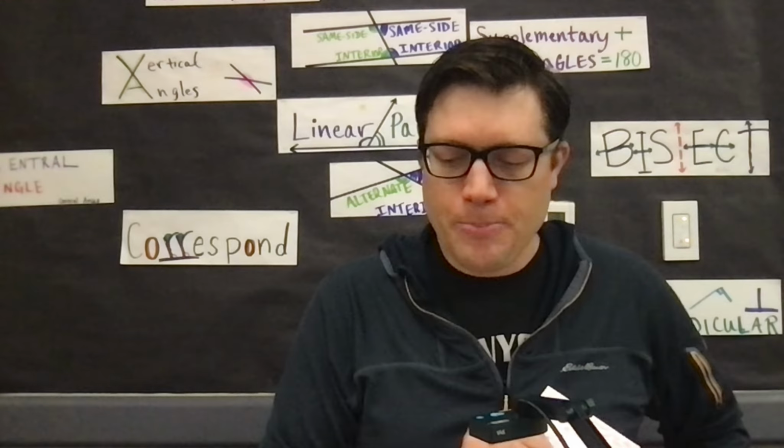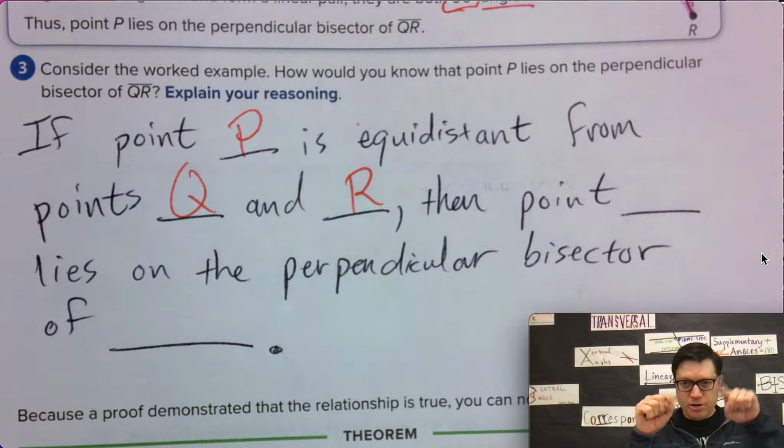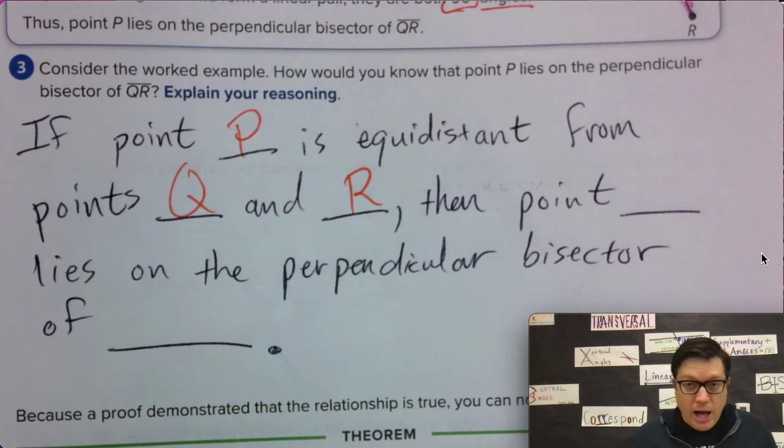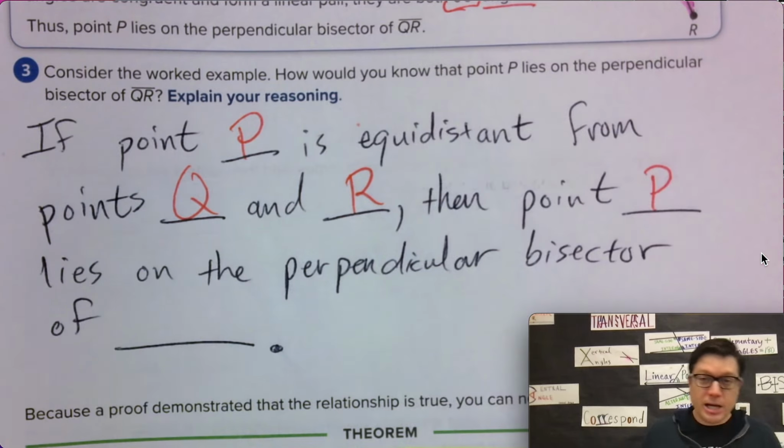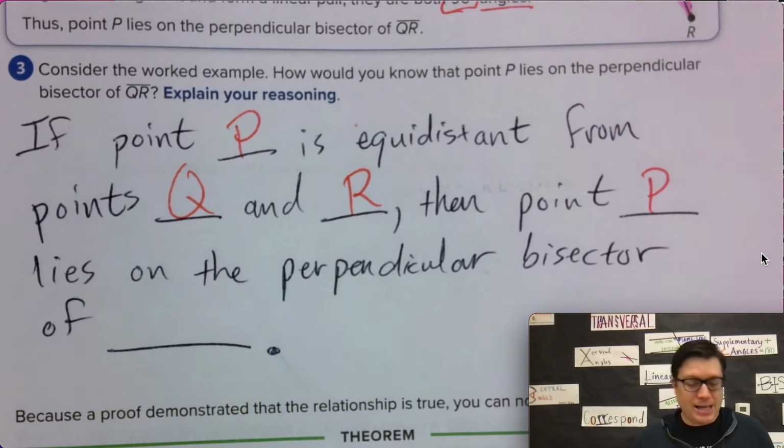Well, if point, fill in the blank, if point P is equidistant from points Q and R, using the picture from up above, well, then point P lies on the perpendicular bisector of QR, with a little segment line on top of it. That is our statement. That is our reason from the proof. So we have point P is equidistant. It must lie on the perpendicular bisector.